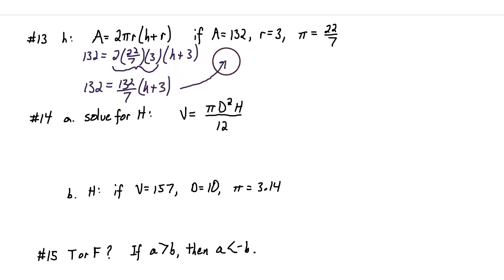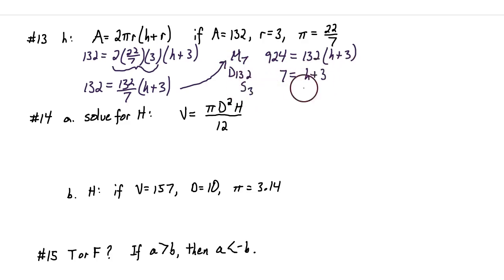We'll continue up here. Next, multiply both sides by 7 to remove the denominator of 7. 132 times 7 is 924. On the right side, the denominator of 7 cancels away, leaving 132. Next, divide by the 132, and we get 7 equals h plus 3. Finally, subtract 3, and we get 4 is equal to h.